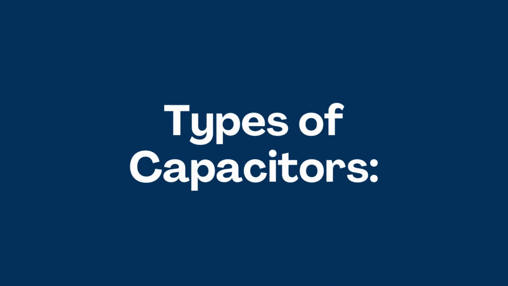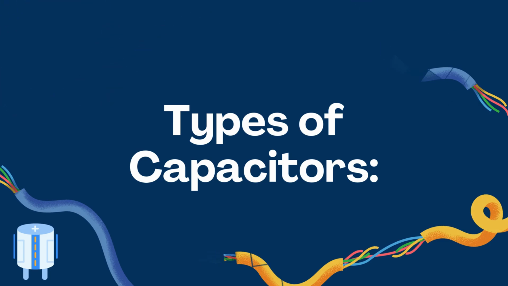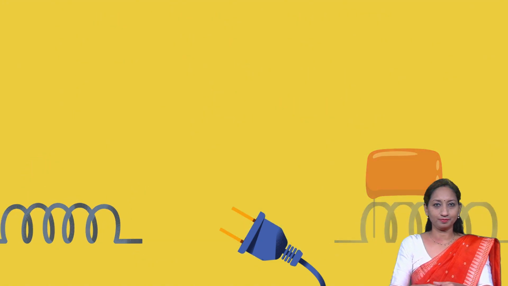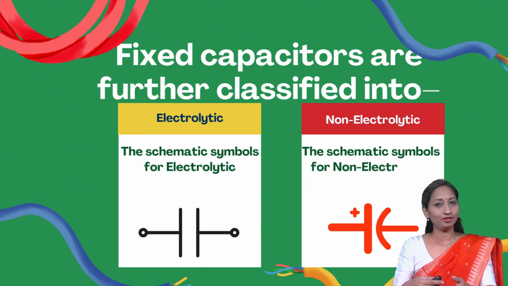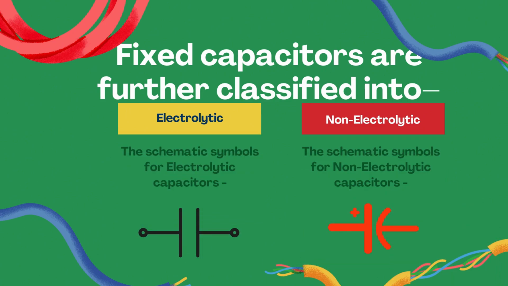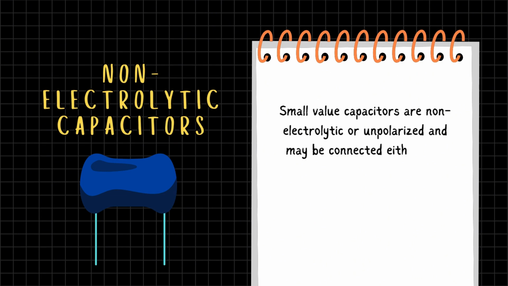Now, types of capacitors. Like resistors, all capacitors are also classified into two classes. One is fixed capacitor and the other is variable capacitor. Fixed capacitors are further classified into electrolytic and non-electrolytic capacitors. The schematic symbols for capacitors are shown in this figure. Non-electrolytic capacitors: small value capacitors are non-electrolytic or unpolarized and may be connected either way within the circuit.